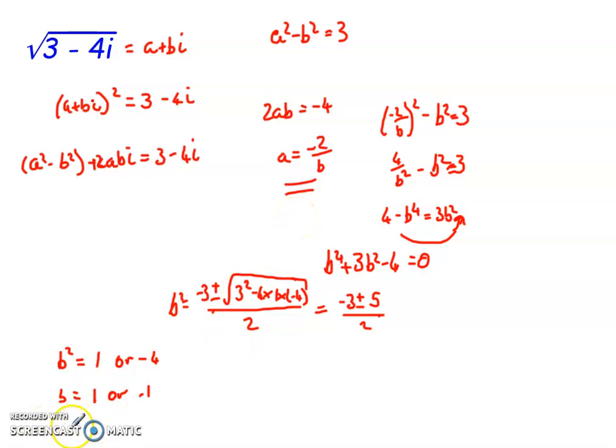So if b is equal to 1 or negative 1, a is equal to negative 2 over 1, so negative 2, or negative 2 over negative 1, which is 2. So I can then get two solutions for that. I get z1 equals negative 2 plus i. I get my z2 is equal to 2 minus i. So there you go, that's your two solutions for that one. So I've got my two solutions for the square root.